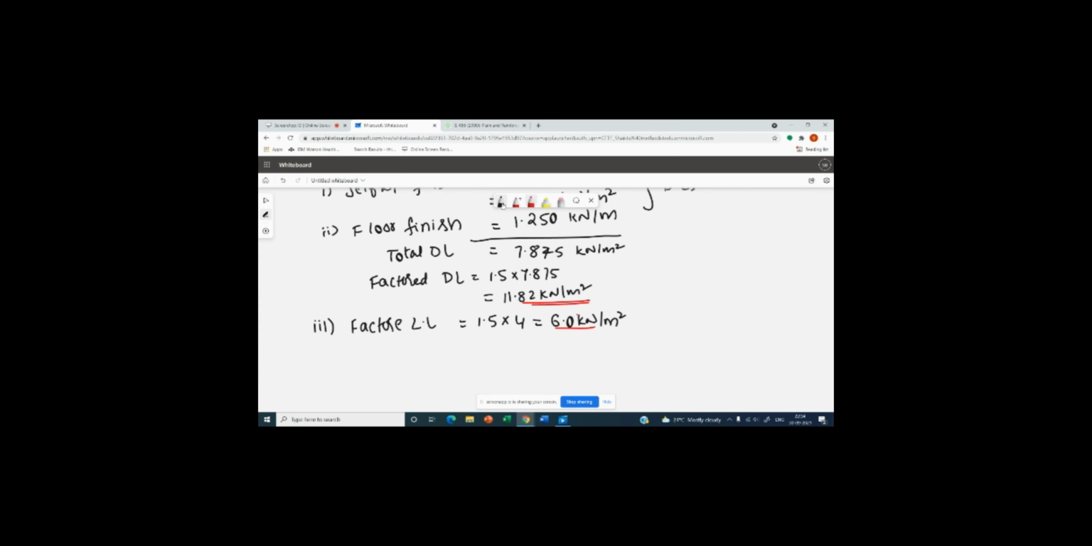Okay. Now comes the design load, that is W. So ultimately we have to add it. This is just to check the IS 456 clause, that is design live load must be less than 3 times the design dead load. To have a check on that, I have first calculated separately. Now I am adding it up. Ultimately we have to add it and find the bending moment. So design load will be represented by W. So that is 11.82 plus 6. So that has come to be 17.82 kilonewton per meter square.